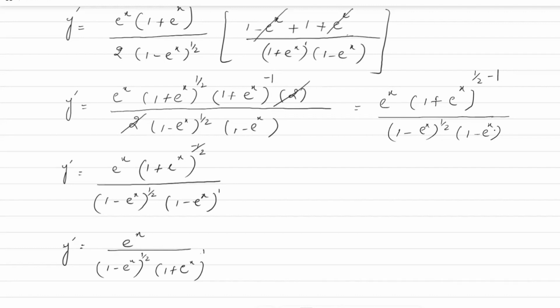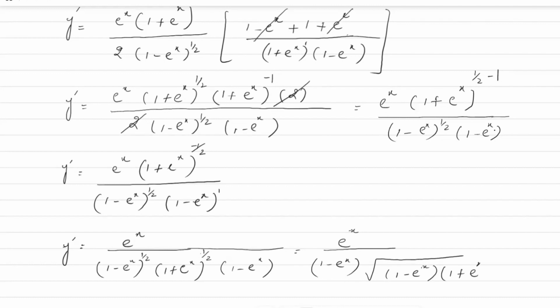Negative 1 upon 2 is in the numerator, so when it goes into the denominator, this becomes positive 1 upon 2, and 1 minus e raised to the power x stays the same. So here we can write down these both under root, under root 1 minus e raised to the power x and 1 plus e raised to the power x. So I hope you have understood this question as well.